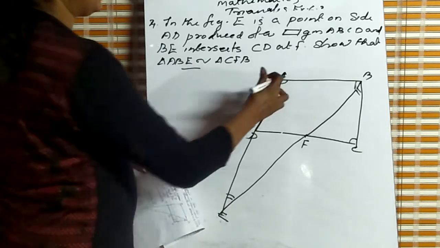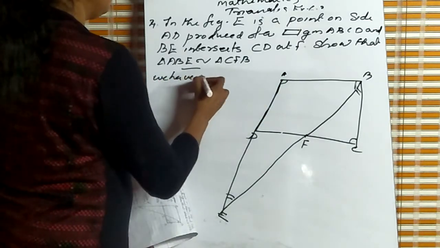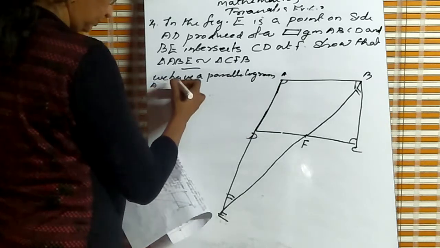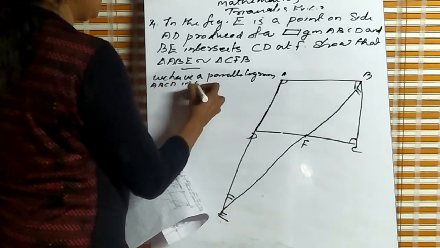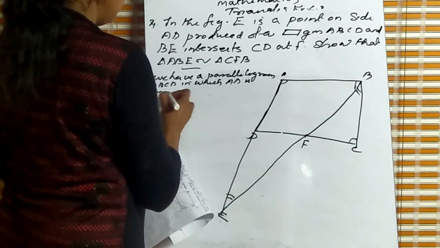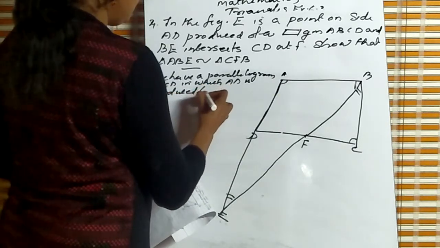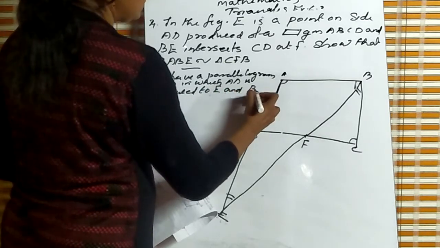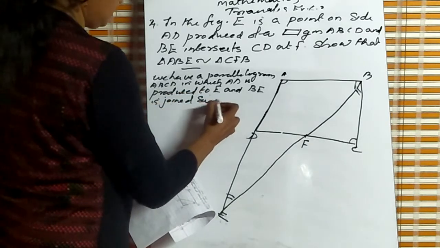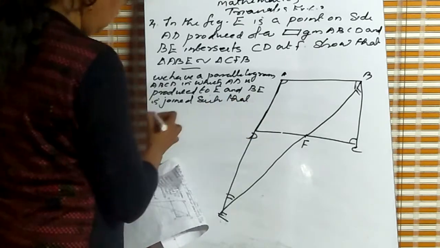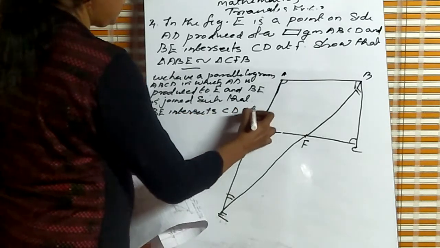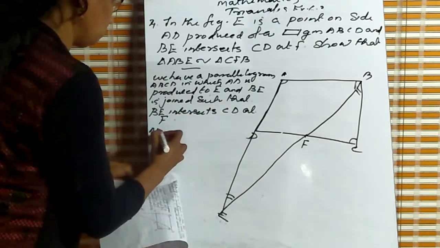First, we have a parallelogram ABCD in which AD is produced to E and BE is joined such that BE intersects CD at F.